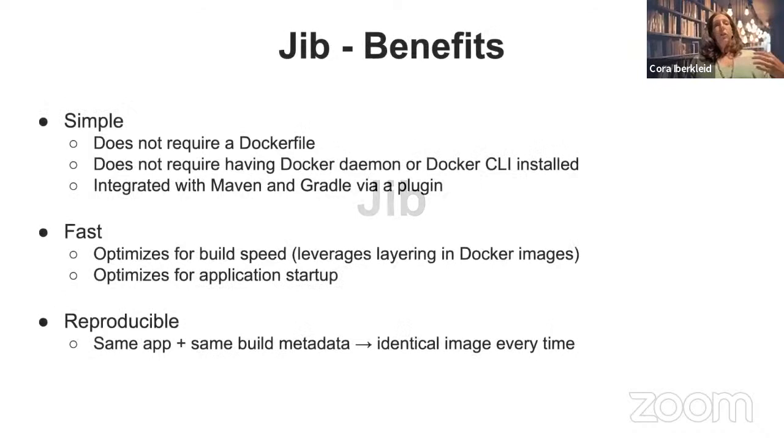So at a certain point, these problems are real and they're very impactful. Jib was one attempt to address some of these problems. Jib came out of Google, and Jib is specifically for Java. Dockerfile is obviously for any language, while Jib was specifically in the Java ecosystem.